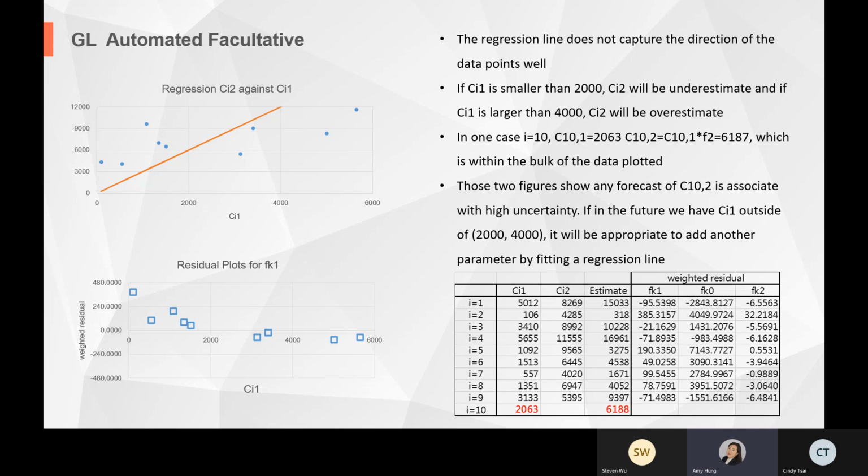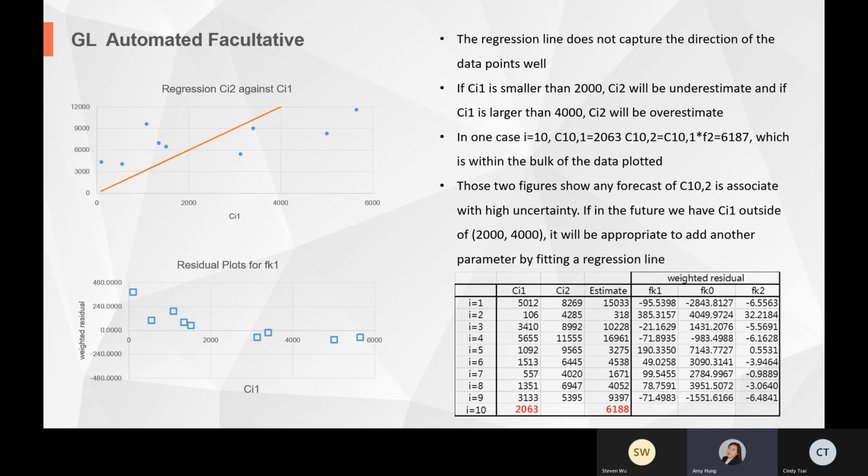Next, we can plot the regression Ci2 against Ci1 and the residual for Fk0. We can have 4 observations from these plots. First of all, the regression line does not capture the direction of the data points really well. Secondly, if Ci1 is smaller than 2000, Ci2 will be underestimated. And if Ci1 is larger than 4000, Ci2 will be overestimated. Thirdly, from the table below, when I equals 10, Ci1 is 2063. C102 is within the block of data plotted.